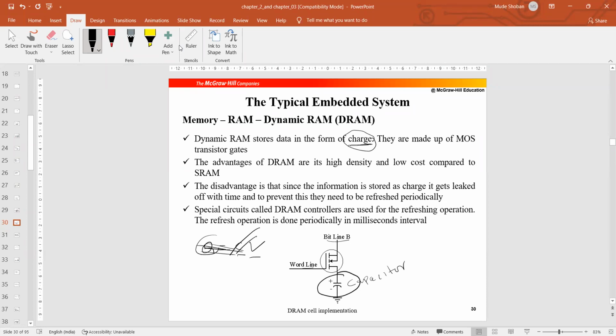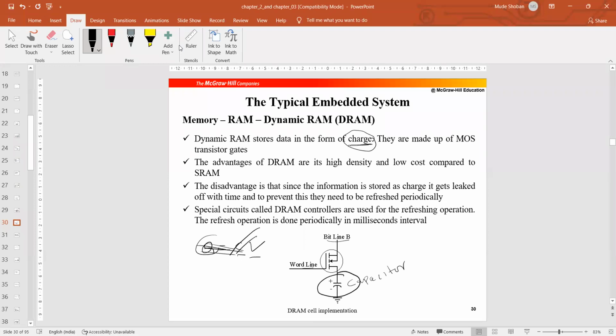The disadvantage is that since the information is stored as charge, it gets leaked off with time, and to prevent this, they need to be refreshed periodically. So this is the drawback. There is a chance of leakage, right? Because the capacitor and inductor are memory elements. You studied long back, right? Passive elements, no. We can see the resistor as passive, and the active elements are the inductor and capacitor. The reason is they have the capability to store energy in the form of charge.